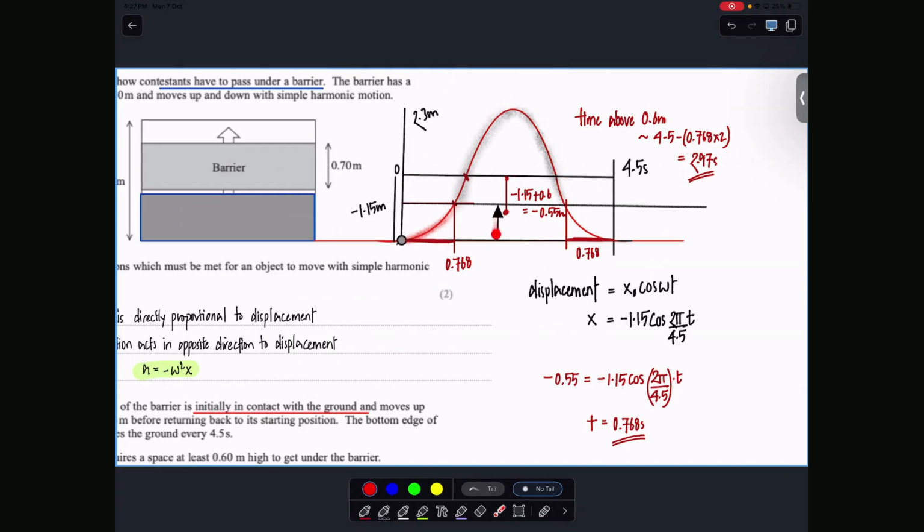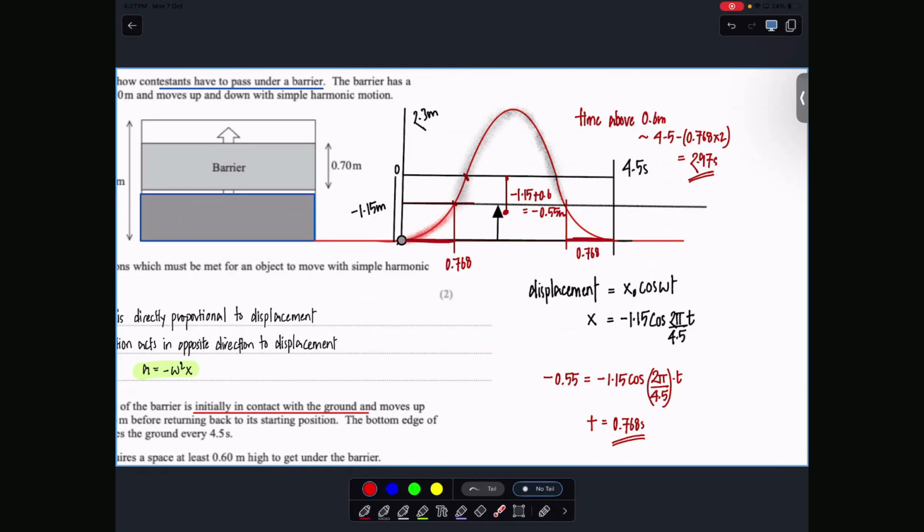So even though you're 0.6 meters from the bottom, how far are you from the center? That's the distance we need to look for. We know that this total height is 1.15, and we know that this part is 0.6. So that is the part that we need to find, right? So that's 0.55.